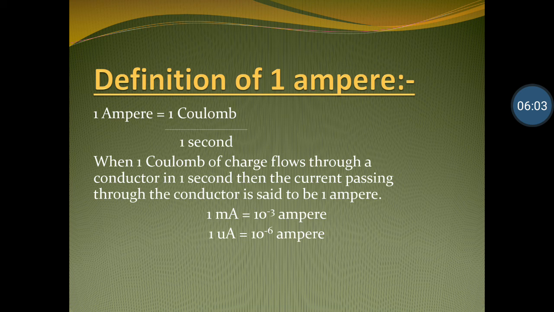Definition of 1 ampere. Since I is equal to Q by t, 1 ampere is equal to 1 coulomb per 1 second. So when 1 coulomb of charge flows through a conductor in 1 second, then the current passing through the conductor is said to be 1 ampere. 1 milliampere is equal to 10^-3 ampere, and 1 microampere is equal to 10^-6 ampere.